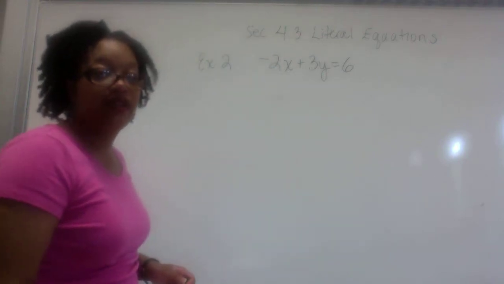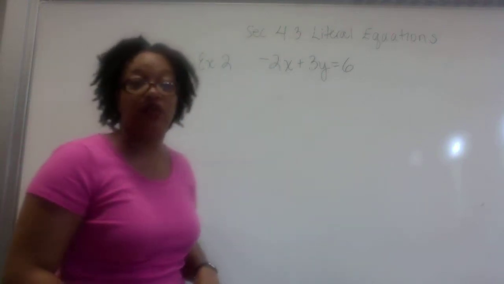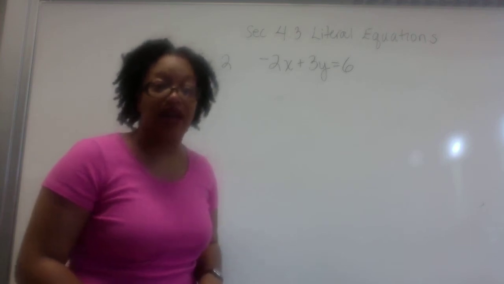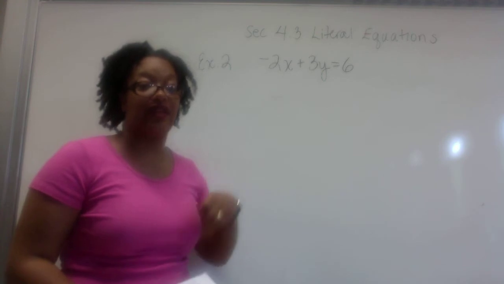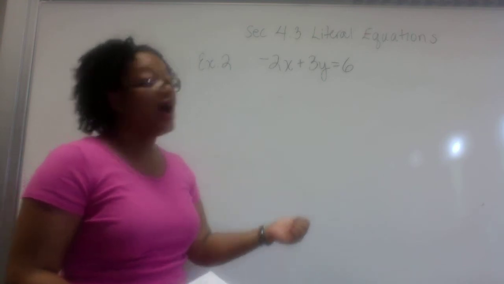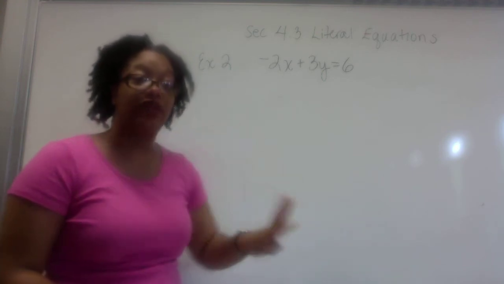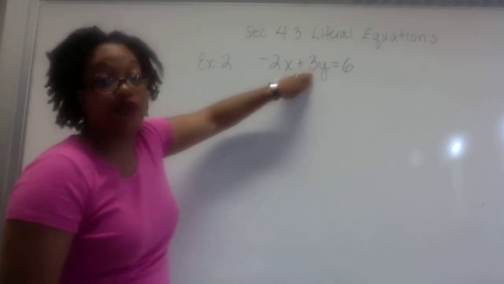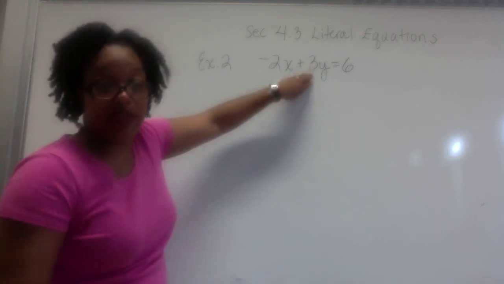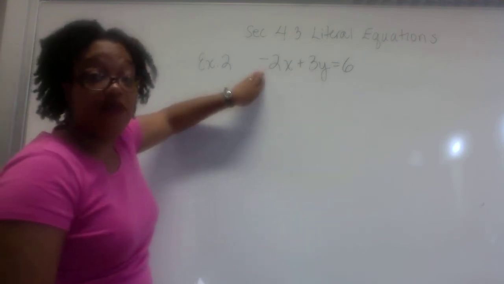All right, so let's look at example 2. We have negative 2x plus 3y is equal to 6. And we're going to do the same thing that we just did in example 1. I want the y to be completely by itself. So that means that I got to get rid of the 3, which will happen later. But I'm going to start with getting rid of the negative 2x.